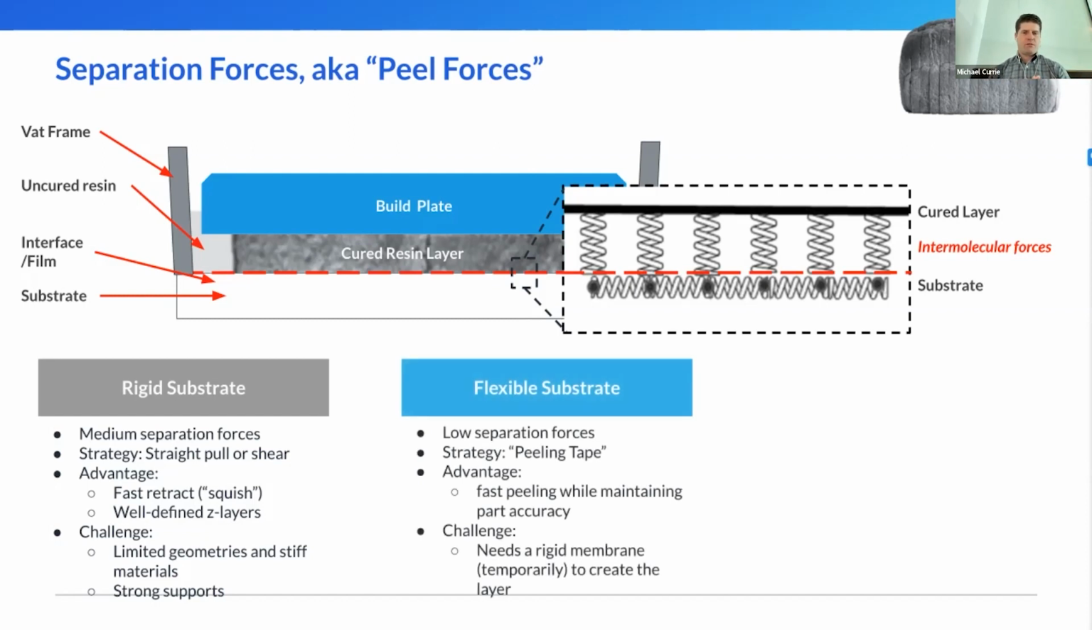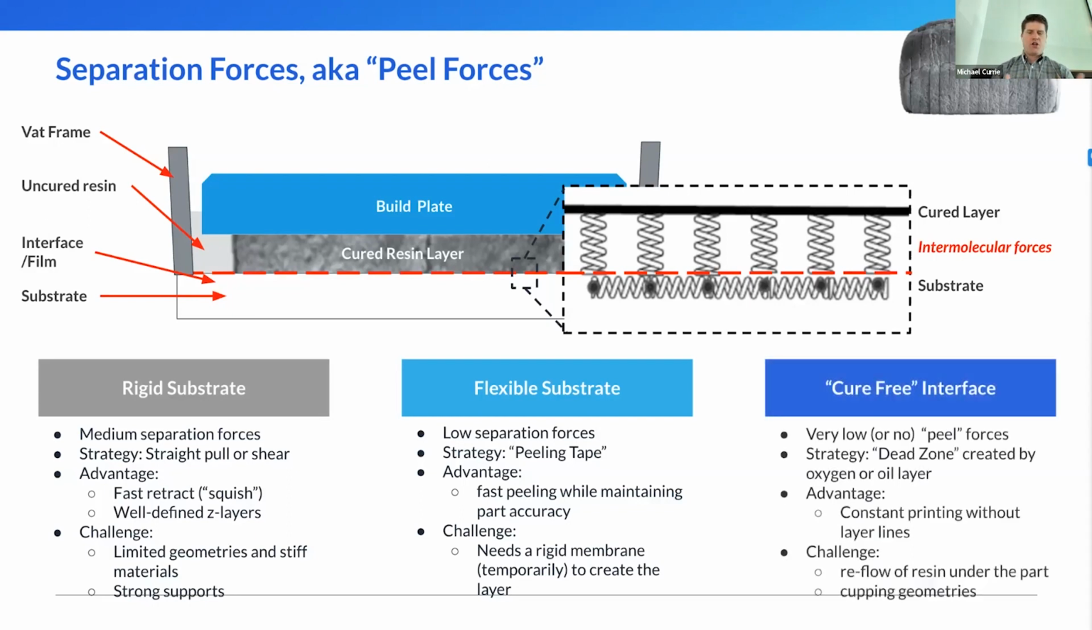The next version is a flexible substrate. This is in the class of low separation force. Here your strategy is you want to peel the membrane away, and this gives you a very low force. Of course, you can't just have a floppy membrane or a floppy substrate all the time, because then you would never be able to form your layers. So temporarily in this system, you need to have some rigid surface to form your layer against. And then the last one is what I call a cure-free interface.